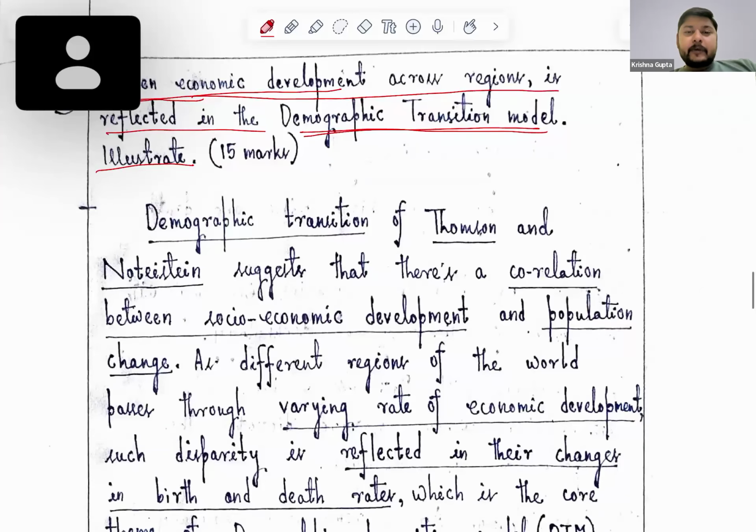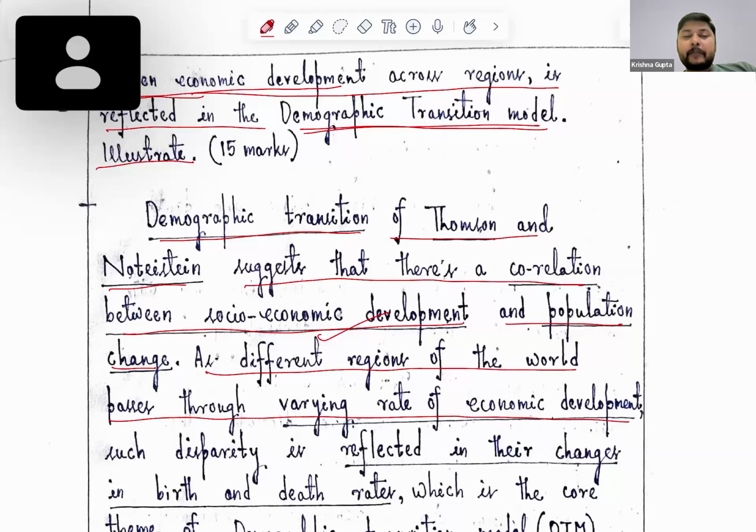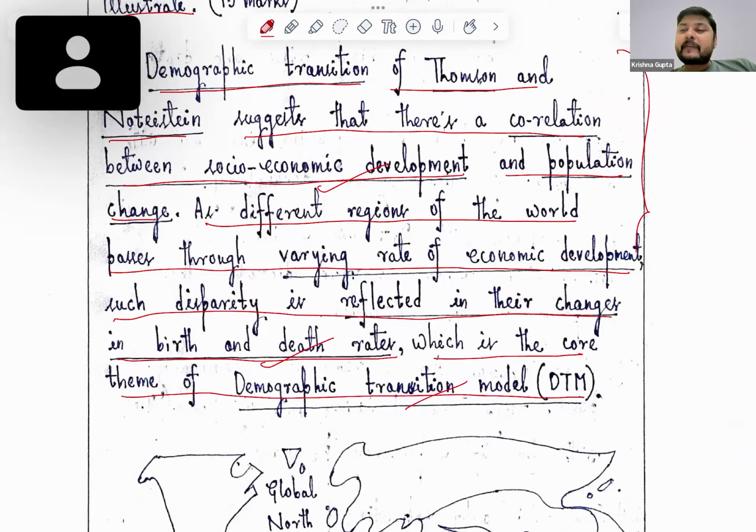Okay, so the demographic transition theory of Thompson and Notestein suggests that there's a correlation between socioeconomic development and population change. As different regions of the world pass through varying rates of economic development, such disparity is reflected in their changes in birth and death rates. Very good. Which is the core theme of the demographic transition model. Okay, so this introduction is very good.